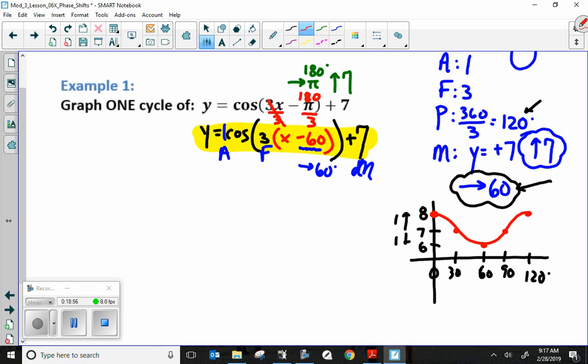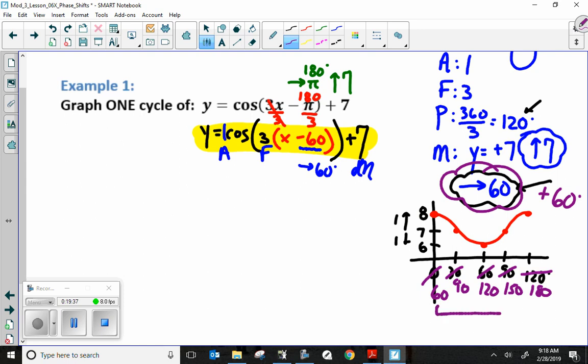Now, if I'm moving this right 60 degrees, now I'm going to apply this. If I'm moving right 60 degrees, I need to add 60 degrees to every degree I have on my x-axis here. So instead of starting at 0, I add 60, and that's going to become 60. My next dot isn't going to be at 30. I need to add 60 to it and make it 90. I add 60 to 60, it's 120. I add 60 to 90, it's 150. And I add 60 to 120, that makes it 180. So my graph isn't going to go from 0 to 120. It's actually going to go from 60 to 180.